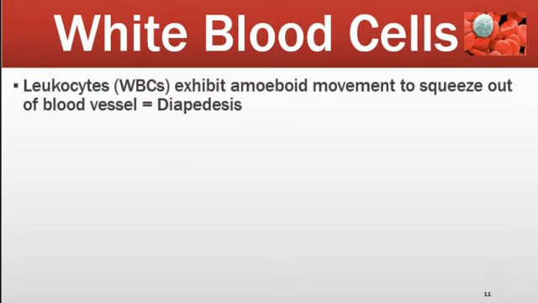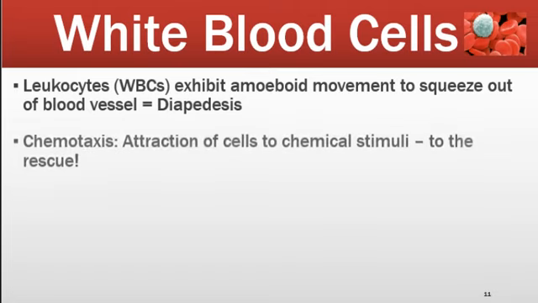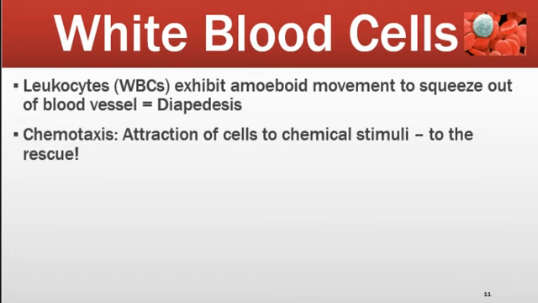Depending on the type of white cell, we're going to see how they operate. Chemotaxis is what that is. It says attraction of cells to chemical stimuli. So they go to the rescue. It's chemicals from a foreign object that encourage them to squeeze out and go attack, okay? Because they can recognize something that's foreign, something that's not made by your own body.